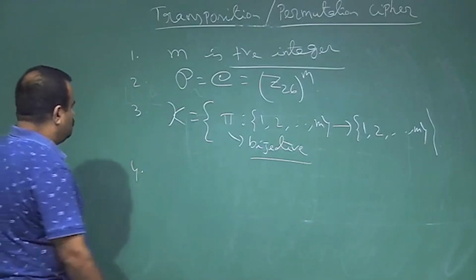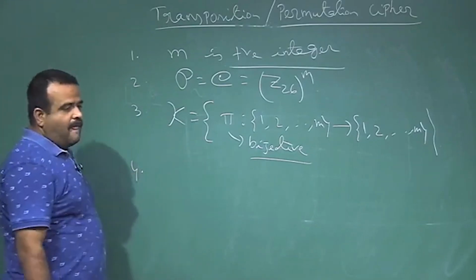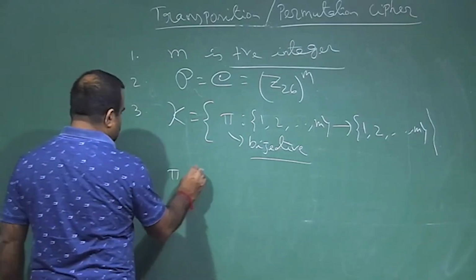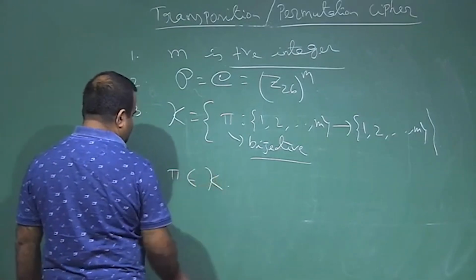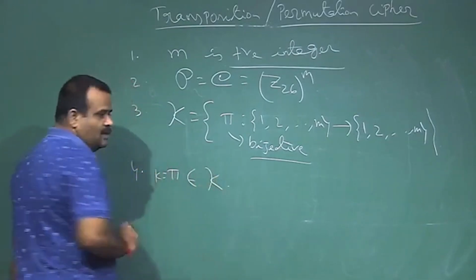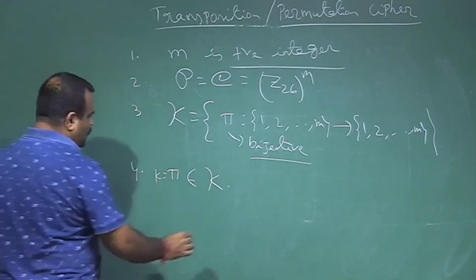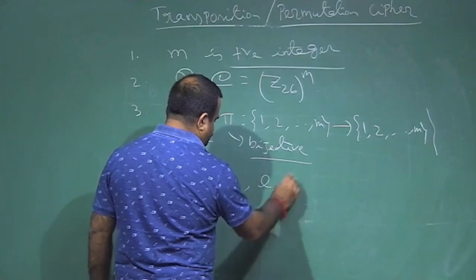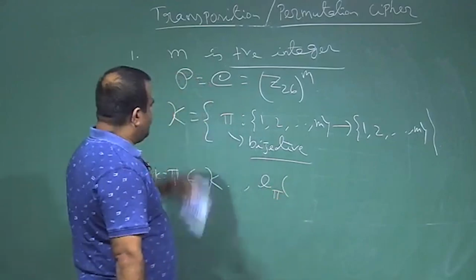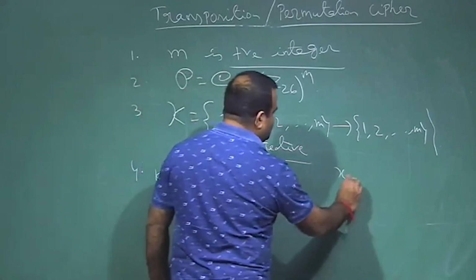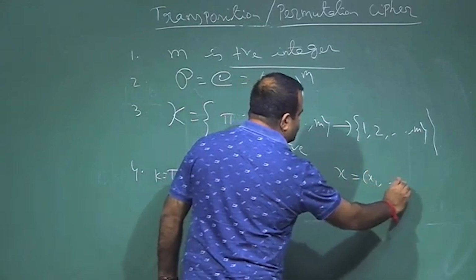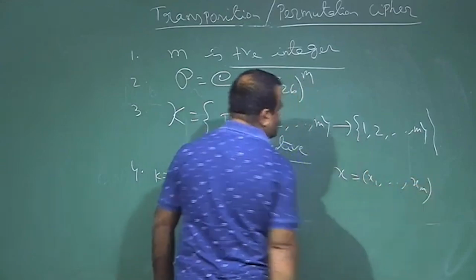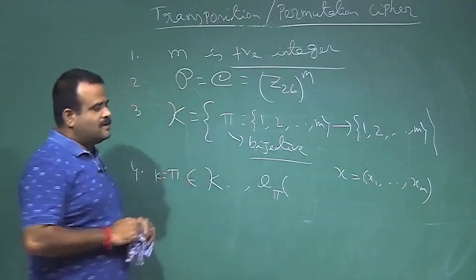For encryption we need to choose a key. So, we take a permutation, say phi, from this key space. This is our key. Now, we define the encryption E. We need to take x as a plain text, where x is x1 x2 through xm. So, each plain text is an m-letter block.